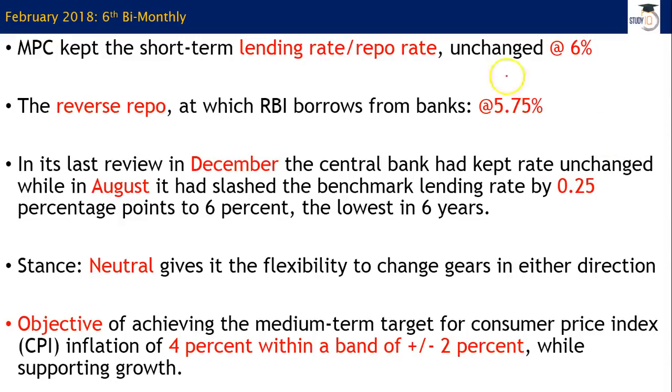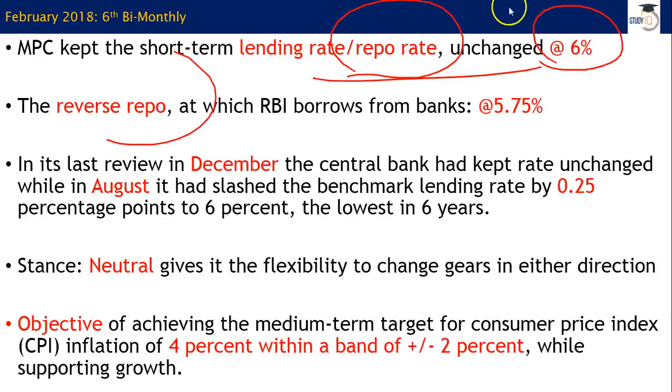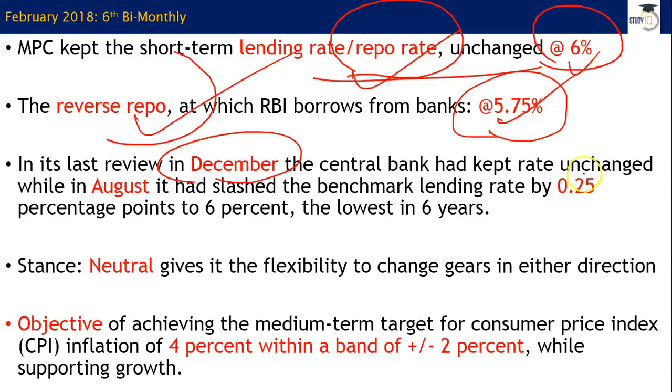Now you know the rate. The lending rate, or the repo rate, is at 6%. The reverse repo rate is at 5.75%. In the last discussion on this bi-monthly policy back in December, we discussed the same repo rate and reverse repo rate, and as you can see, the figures are the same. So that means in the sixth bi-monthly policy, RBI has not made any changes as far as the repo rate and reverse repo rate are concerned.